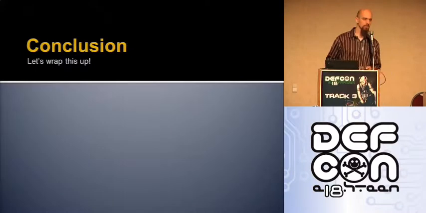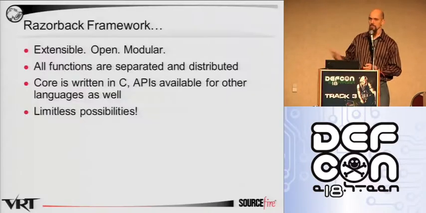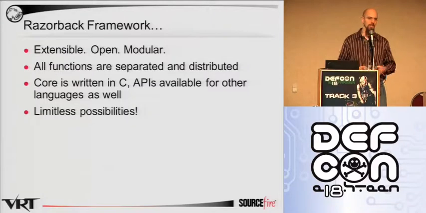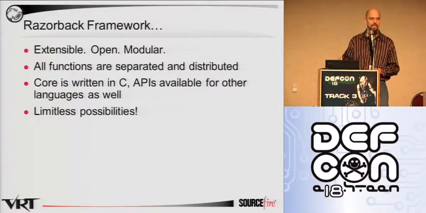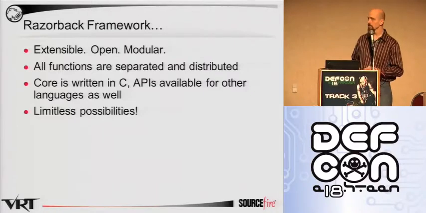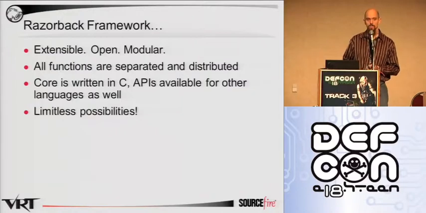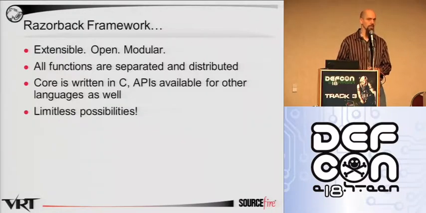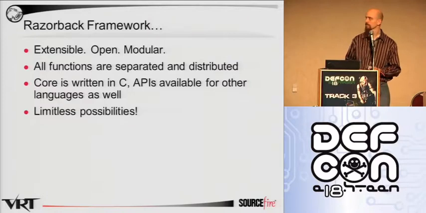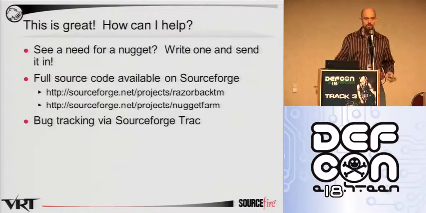Okay, so conclusion. The Razorback system, as I keep saying, is very modular. It's very scalable. You can have individual machines that have single tasks that they do, or if you want to do a smaller scale thing, you can have one machine that runs a bunch of things. We really make it so that you're able to set it up however you want. It's really limitless possibilities, and that's the goal. We provide a framework. You provide what kind of information you want to handle and how you want to handle it. So I'm glad you guys are all excited. I know you guys want to go home and start writing some nuggets now.